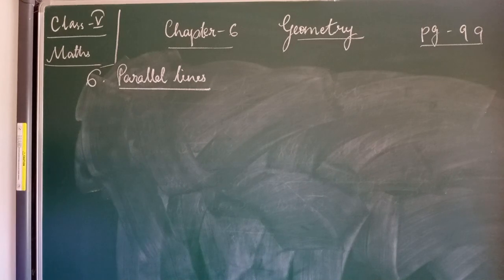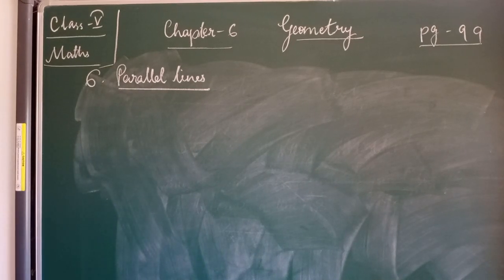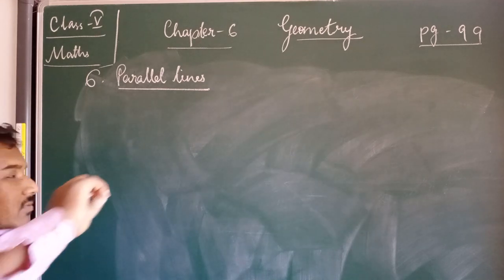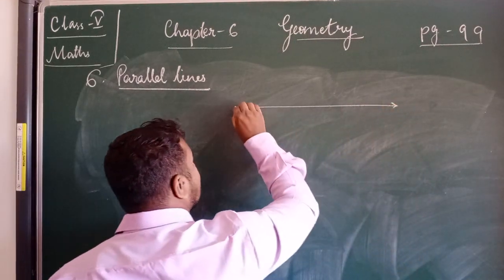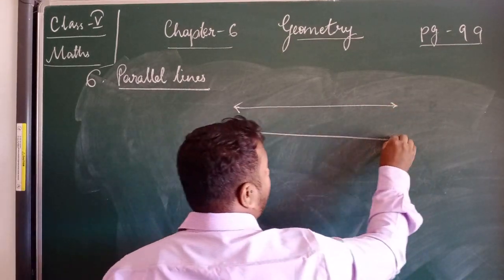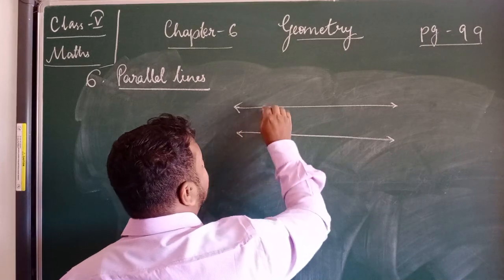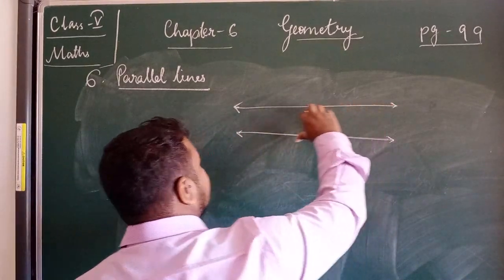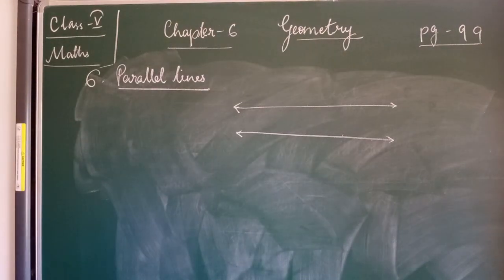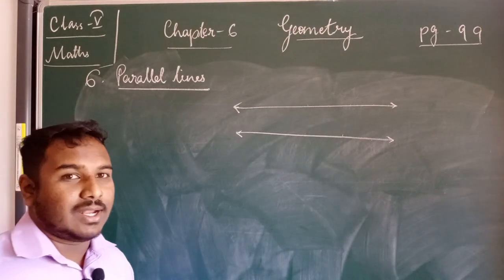Parallel lines. Now we will study the parallel lines. So what are parallel lines? When we take two line segments which are the same in distance, meaning their height is the same, and they will not meet under any condition, then they are called parallel lines.